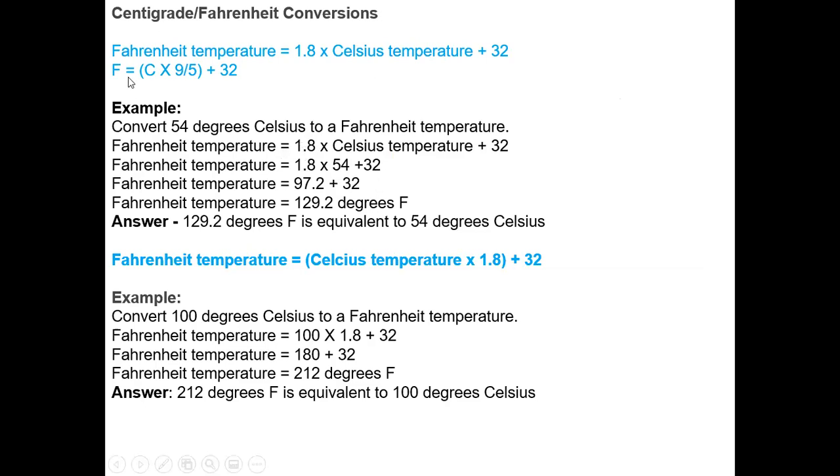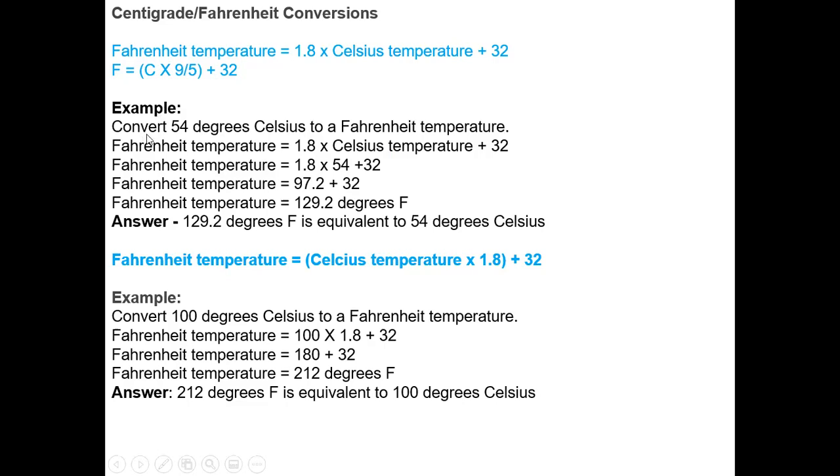Now, if you look at this little chart beneath there, it says Fahrenheit equals, in parentheses, Celsius times 9/5 plus 32. If you take 9 and divide it by 5, that will give you 1.8. So that's where the 1.8 came from, okay?